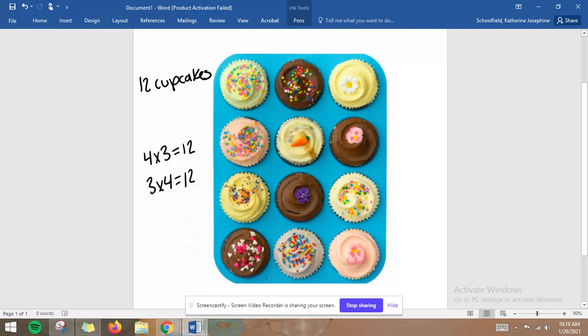Now, another way that you could do this is counting by 2s. So you could say there's 2 here, 2 here, 2 here, 2 here, 2 here, and 2 here. So counting by 2s, which would get you 12.